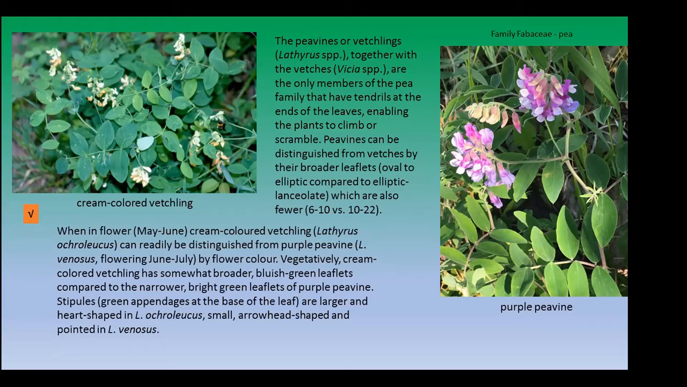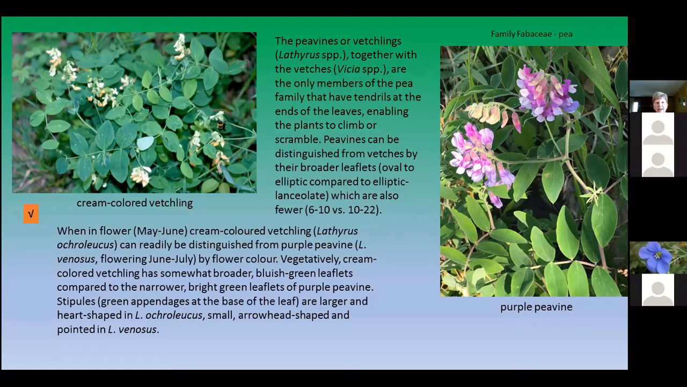But if the flowers are not present, you have to look at the leaves. These are compound pinnate leaves with pairs of leaflets, which are more oval in the cream-colored vetchling and narrower in the purple pea vine. The other characteristic is that they have little appendages called stipules at the base of the leaf, which are larger and more rounded in the cream-colored vetchling, almost pointed like arrows, and much smaller in the purple pea vine. That's a bit technical, and hopefully you will be able to recognize the two plants.